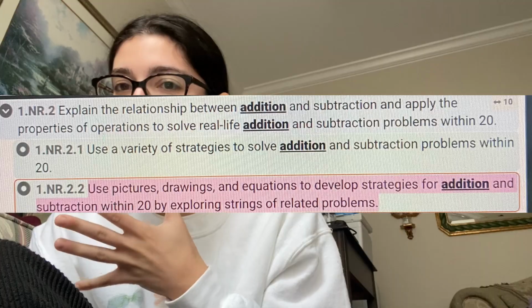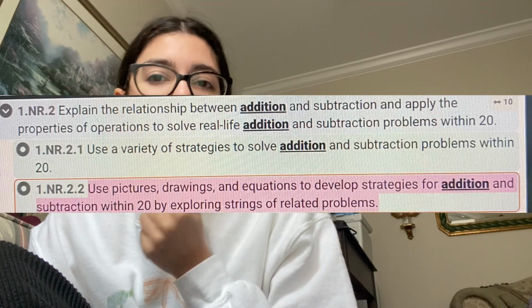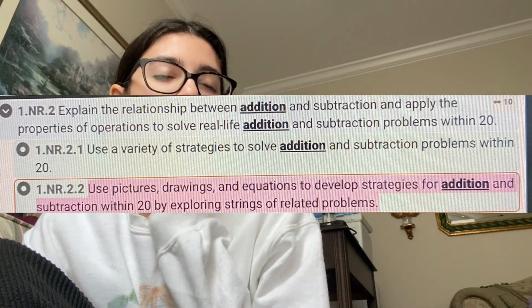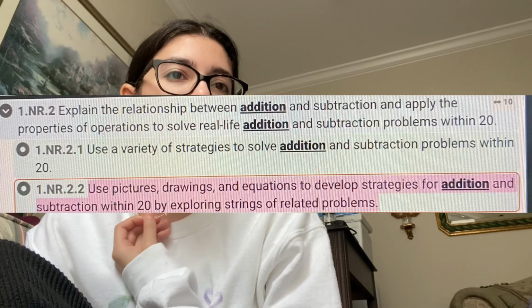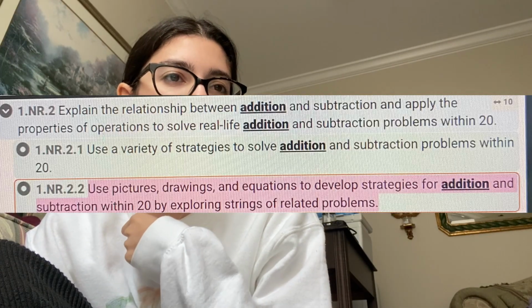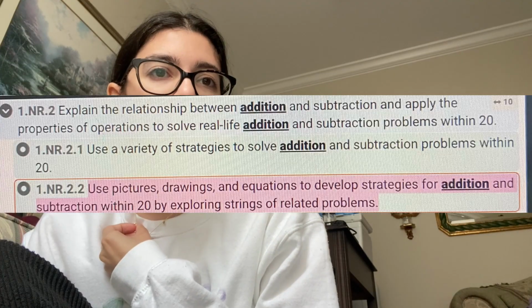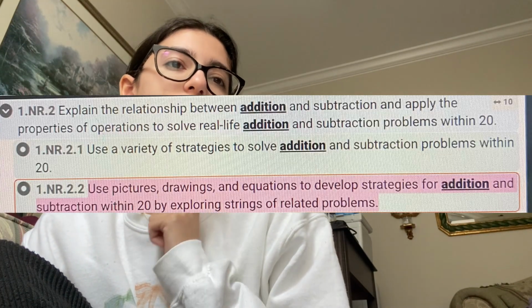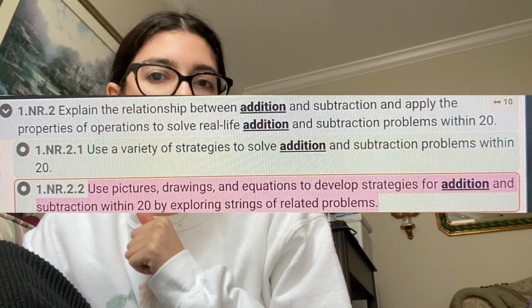The next standard you can use it with is addition and subtraction. So I chose a first grade standard. So there's 1 NR2, which is explain the relationship between addition and subtraction and apply the properties of operations to solve real-life addition and subtraction problems within 20. And then the substandard is use a variety of strategies to solve addition and subtraction problems within 20.